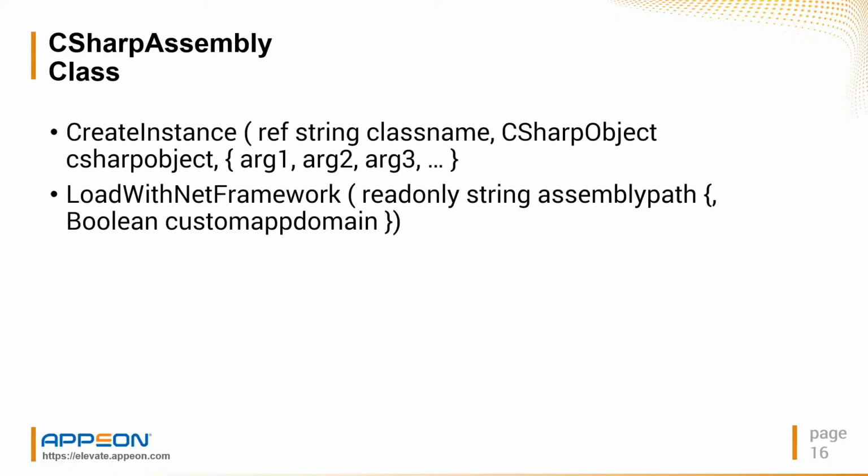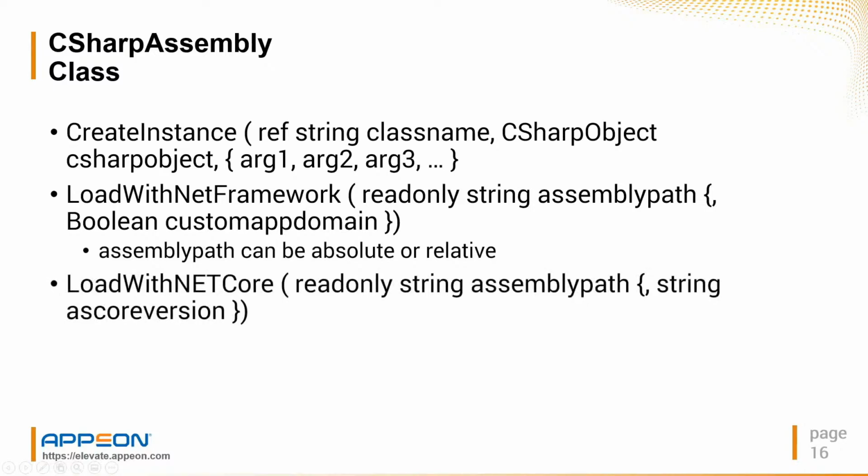And so what you do internally is use this create instance call to pass the arguments you want within your proxy object. There's a couple other functions here. There's the load with .NET Framework and the load with .NET Core. Now this is called internally by your proxy classes to load the assembly that they're doing the proxy for, and so it takes a string, which is the path to the assembly. It can be relative or absolute.